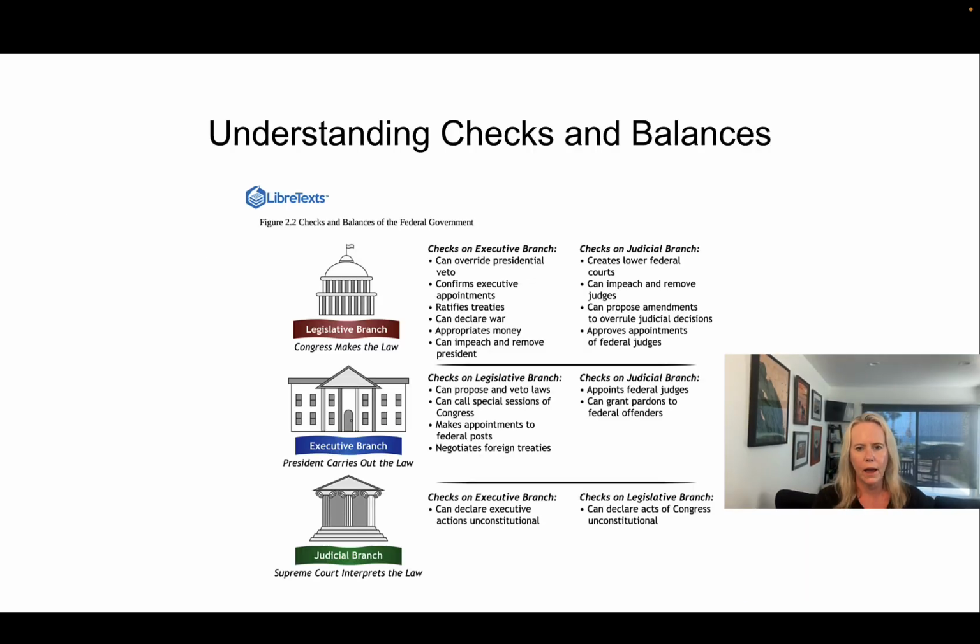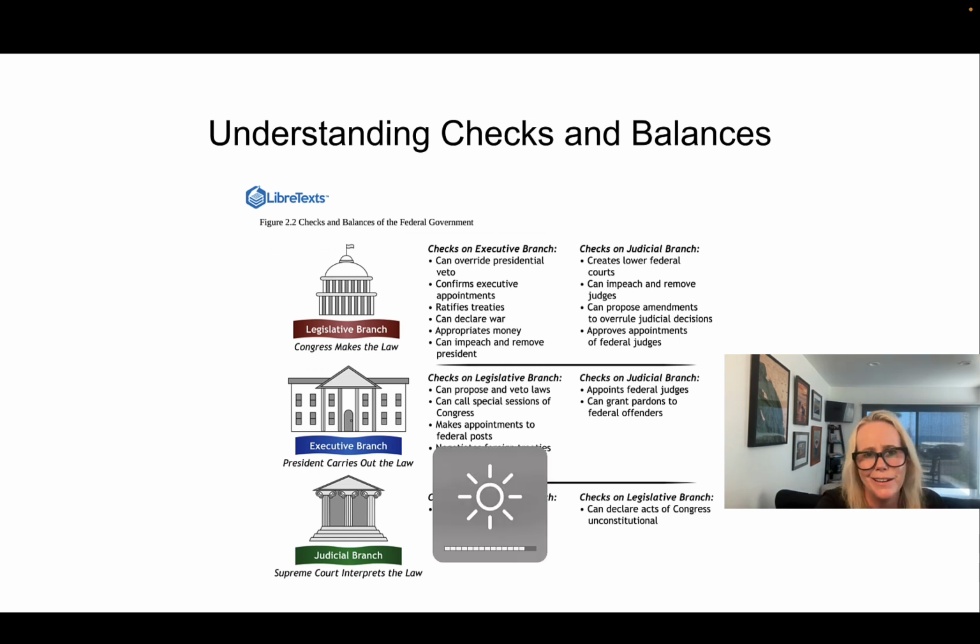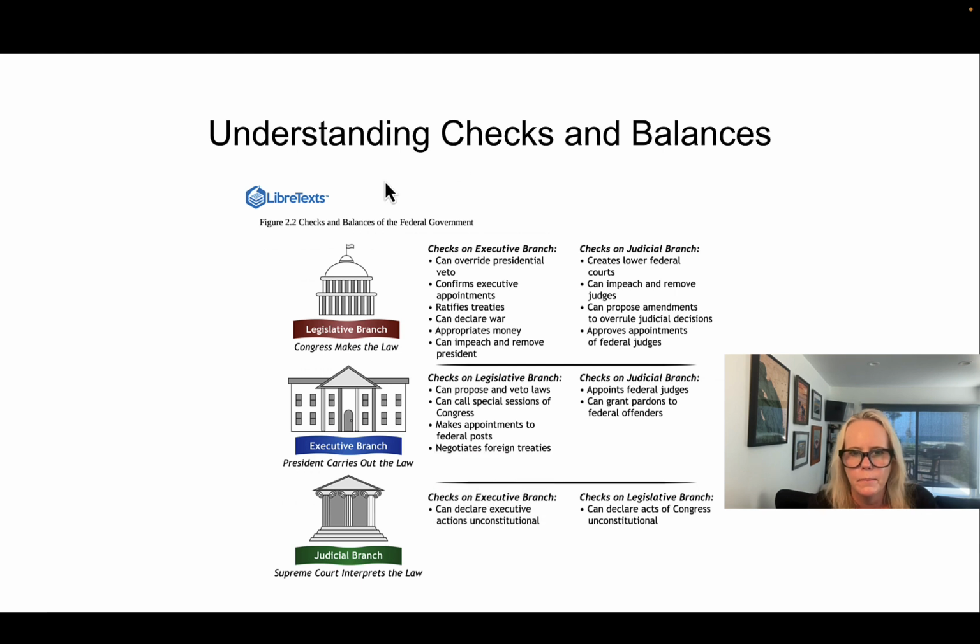And when we look at the federal court system, I'm just going to really quickly zoom in here because I cannot see this. I can't see anything really. I'm going to make that brighter for you guys. And so when we look at the checks and balances, you've got this great graphic here, but I'm just going to talk about it from my perspective.